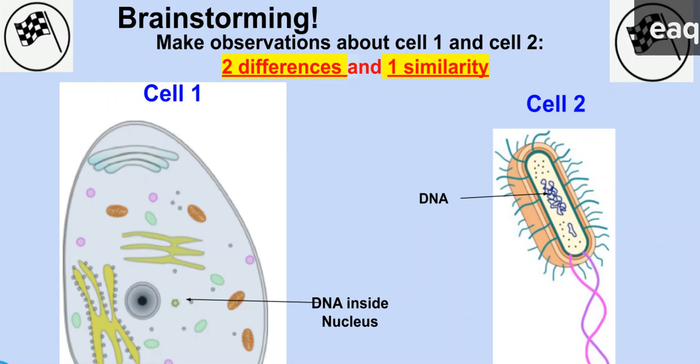So take a look at these two different cells. Can you spot two similarities and two differences? You might notice in the writing that each cell has DNA. That is a similarity. That's because all cells have DNA. Any other similarities? Similarities might be hard to find between these two cells. However, the differences are vast.